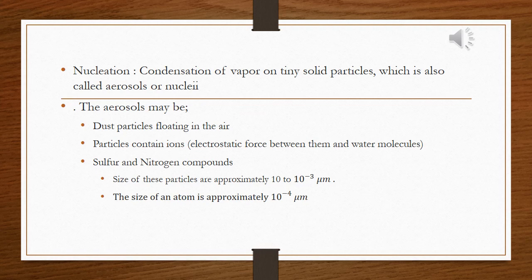What are they? The aerosols may be dust particles floating in the air, particles containing ions that have an electrostatic force with water molecules, or sulfur and nitrogen compounds. These sulfur and nitrogen compounds come from combustion and industrial activity, and they travel through the air.